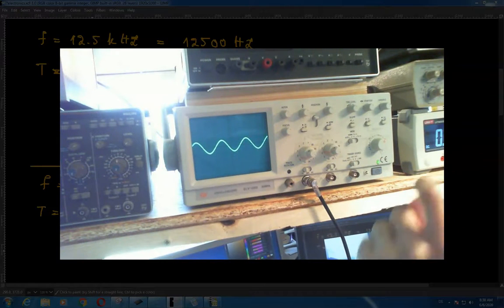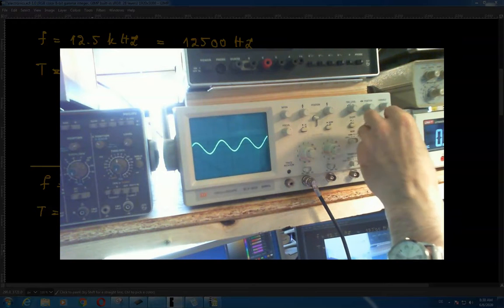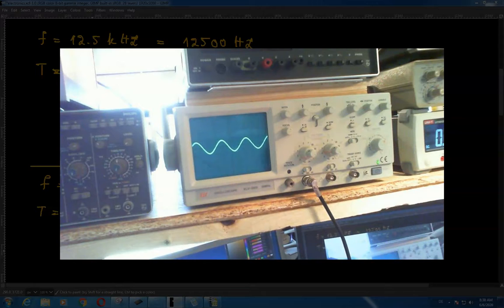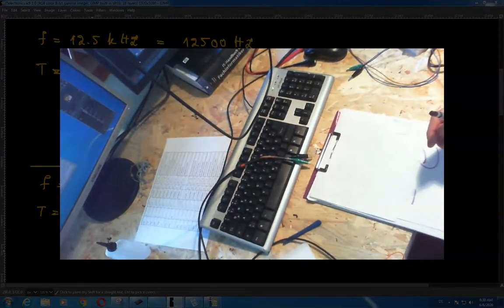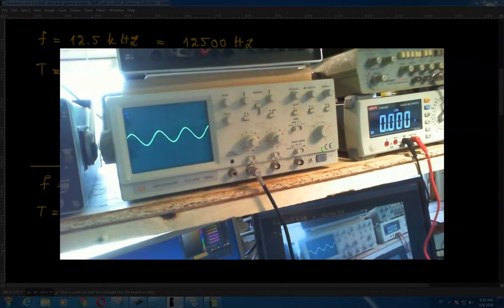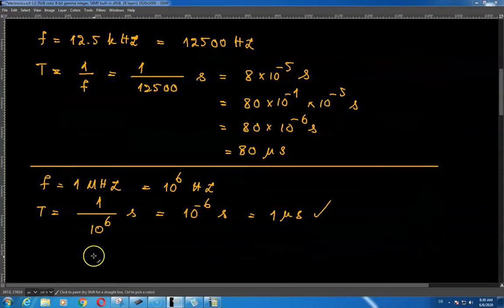3.3 horizontal distances over here, right? Now, 3.3 horizontal distances, and the time base is set to 20 microseconds. For such situations you usually need a piece of paper or a calculator. I don't have any of them right now, so let me write on the screen, that way you can see me much better.